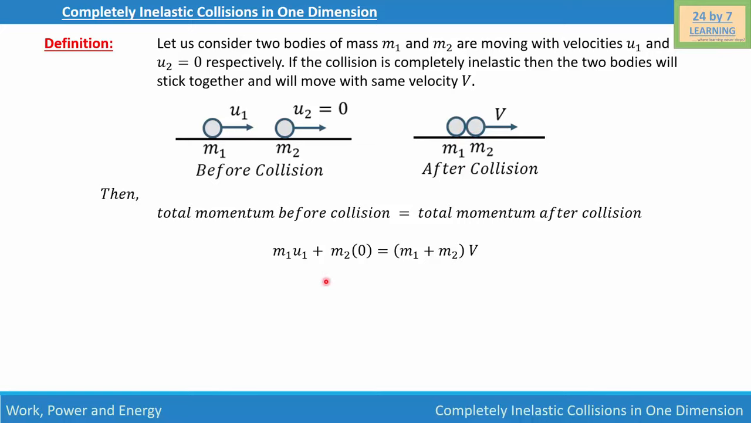Now let's simplify further. We will write m1 u1 is equal to m1 plus m2 times v, and if we simplify, we will get velocity v, which is the common velocity of the two bodies, equal to m1 over m1 plus m2 times u1. And this is how we define a completely inelastic collision in one dimension.